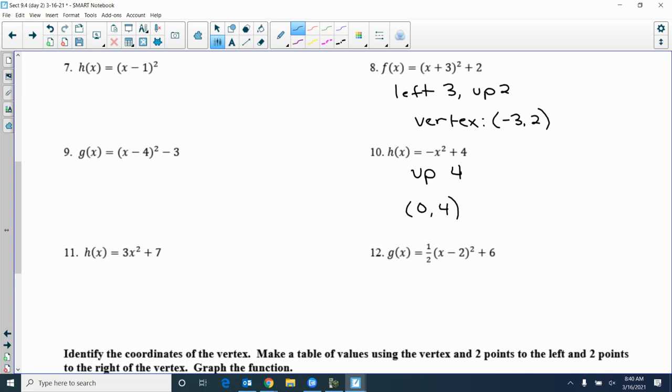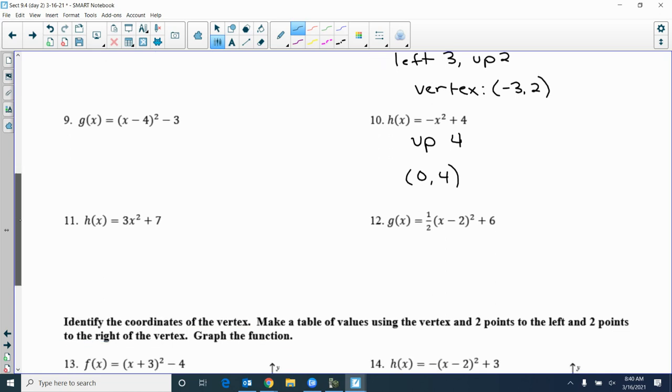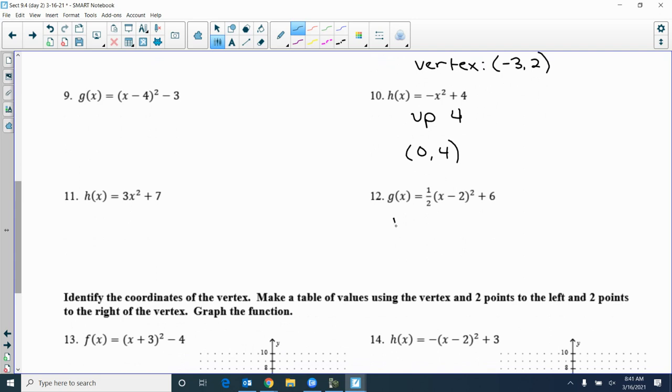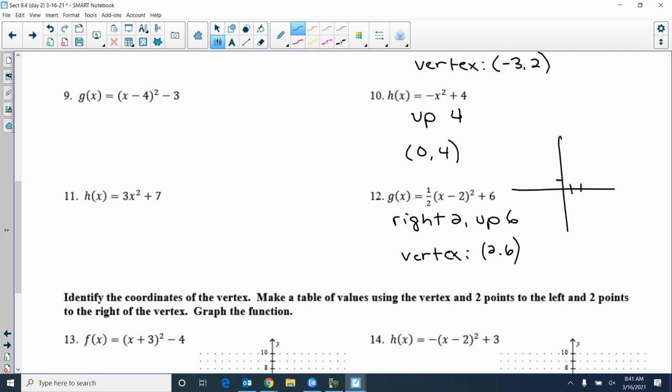London, what do you think here in terms of left and right and up and down? I said right 2 and up 6. Good. Right 2 and up 6. And what's going to be the vertex? Do you know? 2, 6. Good. 2, 6. So now, here's what's happening. It's going to open up. It's going to have a vertex at 2, 6. So it's going to look something like that. So at least you have an idea.